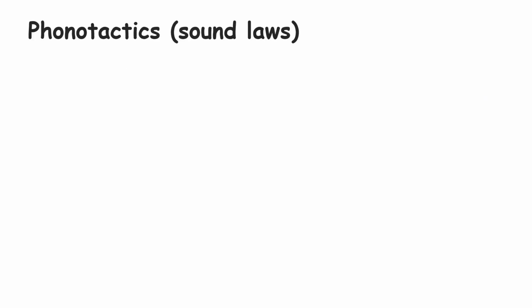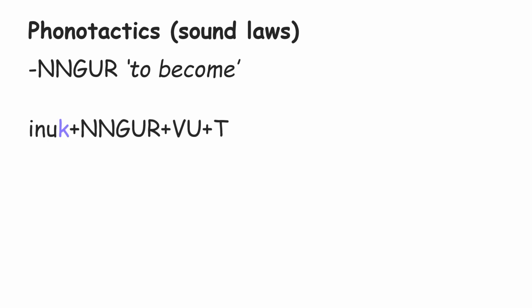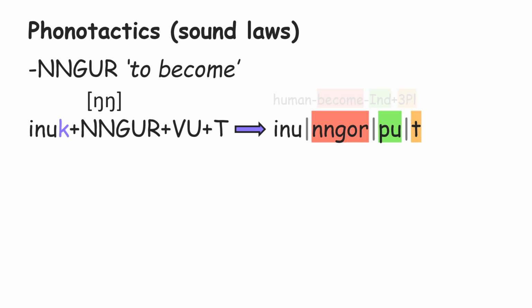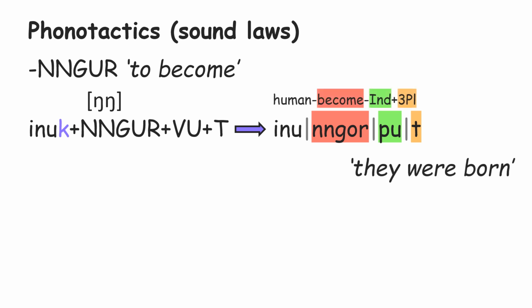Let's consider what happens if we attach the affix ngo, to become, to the word root inuk, meaning human. Note that the affix ngo actually starts with a double consonant, even though the spelling uses 3 letters for some reason. If we would directly add this suffix to inuk, this would result in a cluster of 3 consonants, which is not possible. Therefore, all morphemes that start with a double consonant will delete any preceding consonant. In this case, the K gets deleted so that the resulting word is inungorput, meaning they were born.